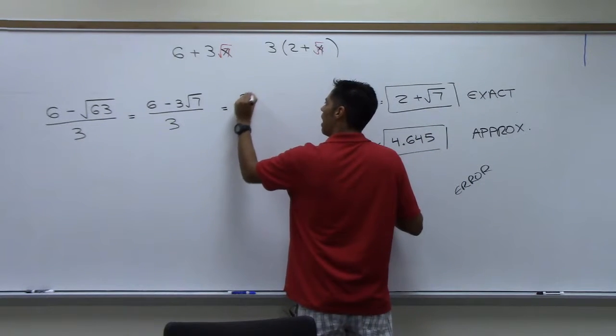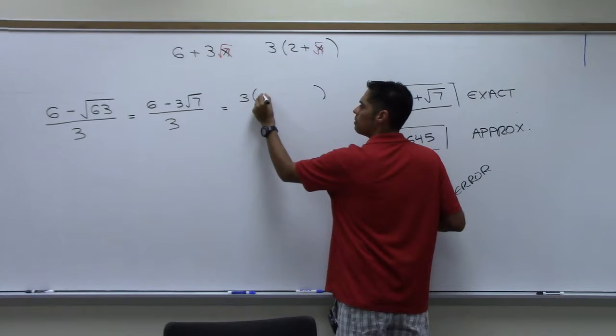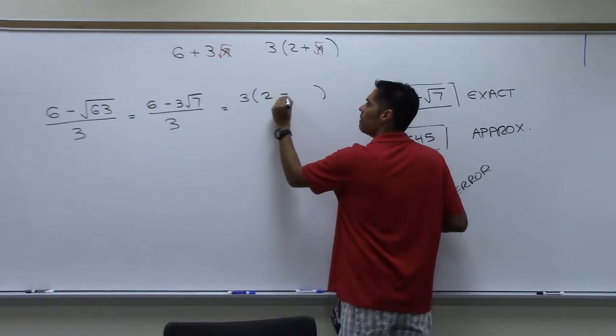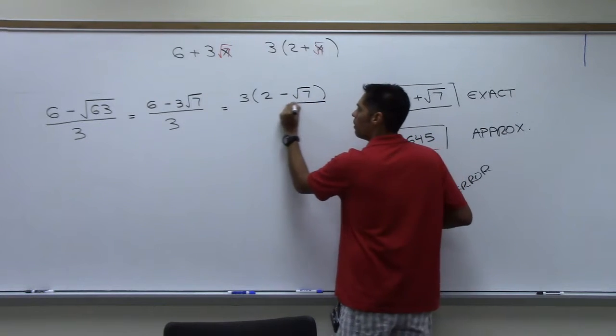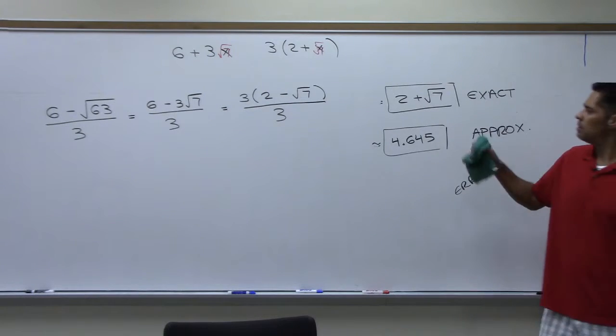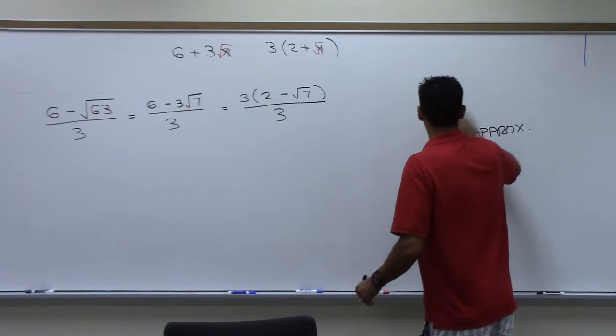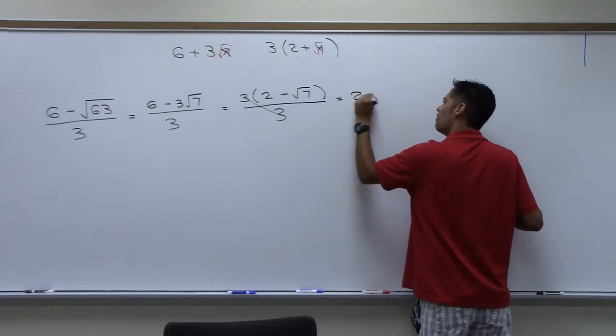But this time we would have what in this parentheses? 2 minus 1 root 7, right? Over 3. Do y'all see the difference? Just the minus sign, right? That's the only difference. And the 3's cancel, and you get 2 minus root 7.